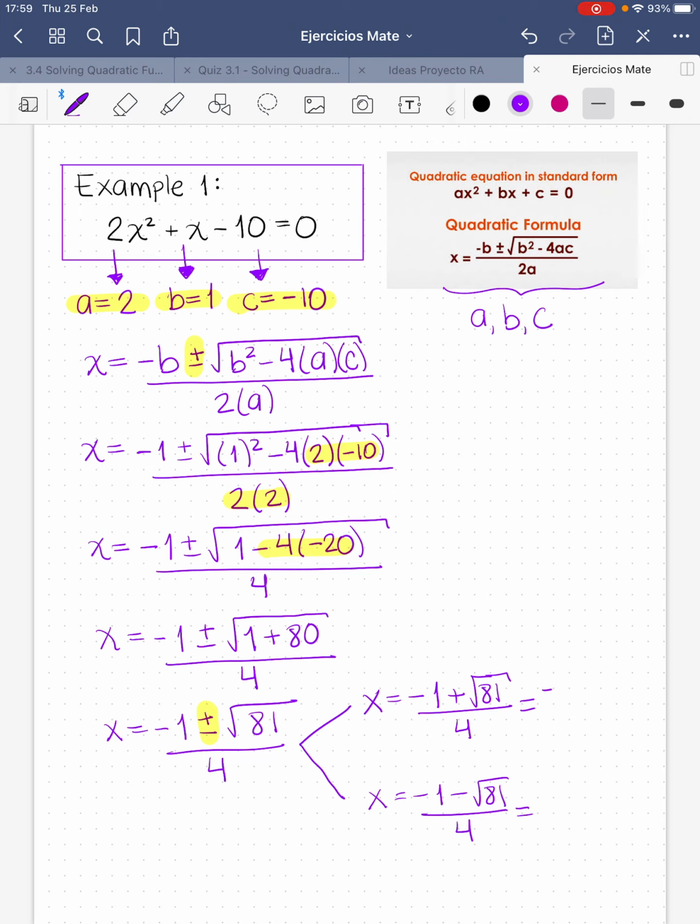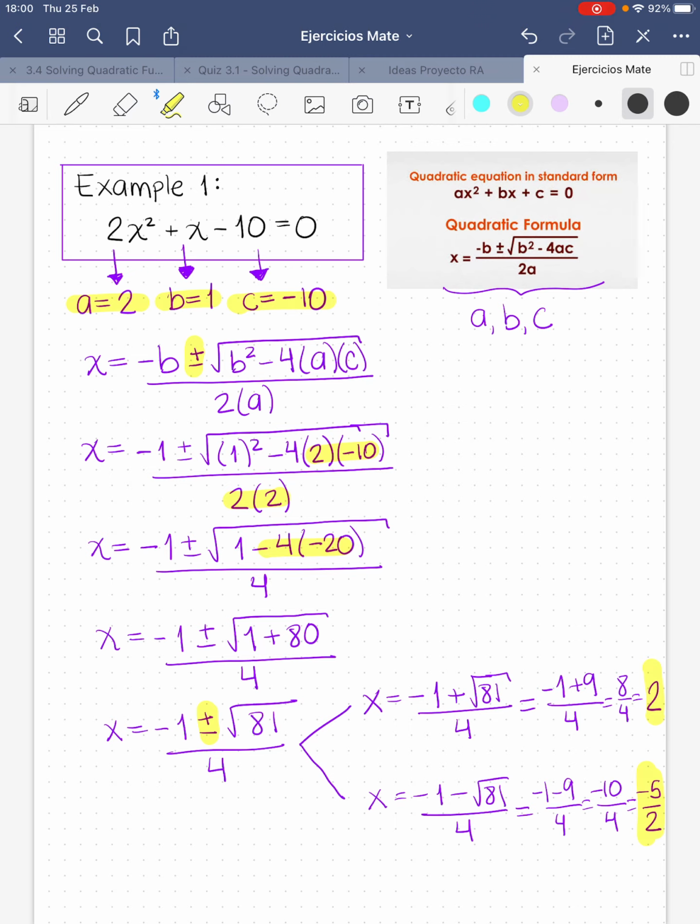So after that, this is minus 1 plus 9 divided by 4. That's 8 divided by 4, which is 2. And the other one is negative 1 minus 9 divided by 4. This is negative 10 fourths, which is negative 5 halves. So your two solutions for x, or the two zeros, are 2 and negative 5 halves.